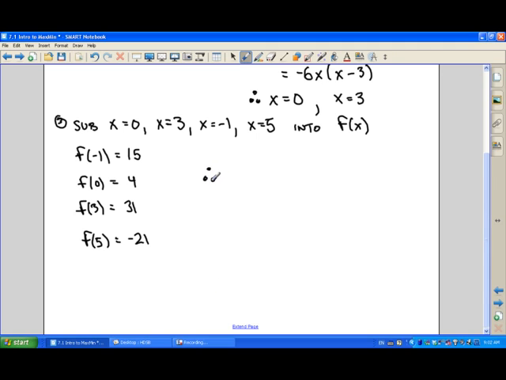So I can use this information to determine what the maximum value is and what the minimum value is. Looking at this list, to find the maximum value, I want to pick the largest, and the largest is at the point (3, 31). And looking at this list, I want to find the minimum, and the minimum happens at (5, -21).